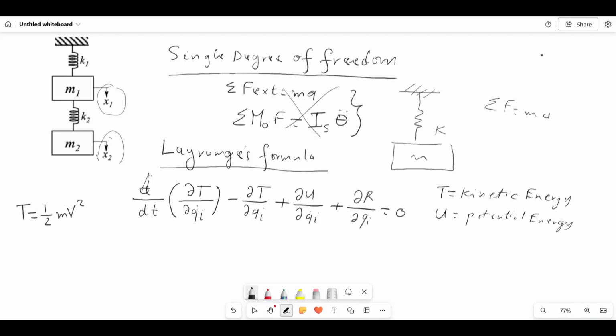It is half mass times velocity square. If your system is rotating, the kinetic energy T is half the moment of inertia of the system multiplied by the angular velocity square. So these are the T that you will always be having in this case. Now, what is the first thing to do?